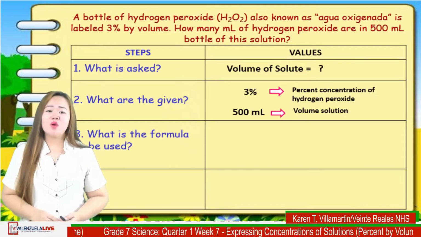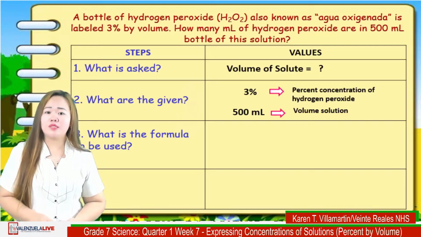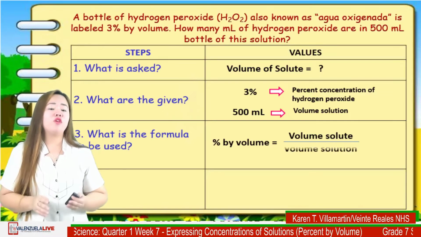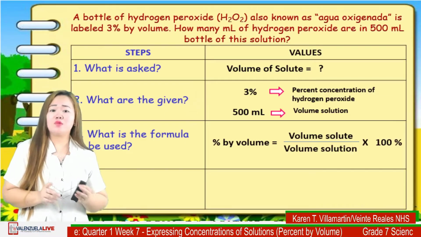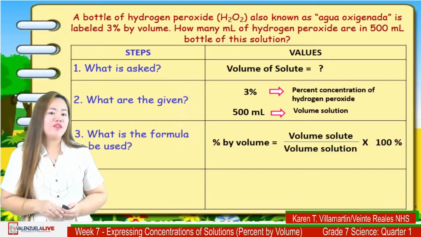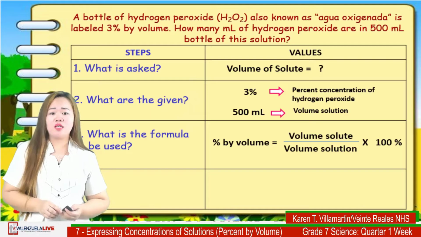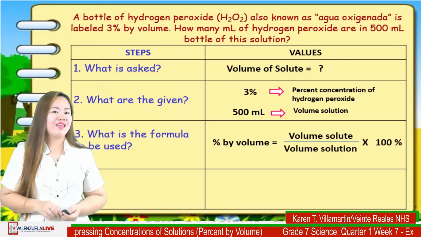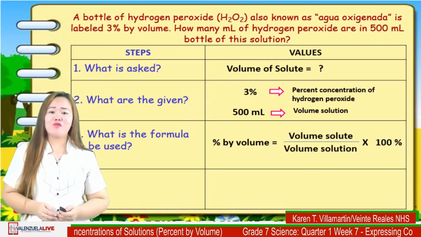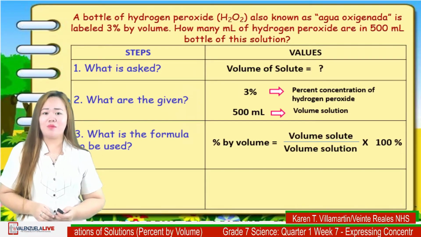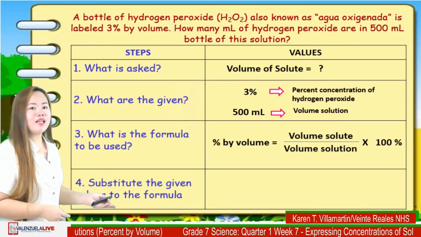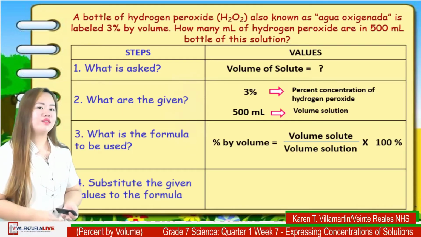In this case, we cannot simply solve the problem using the formula percent by volume equals volume solute over volume solution times 100%, because this can only be used if the percentage of the concentration is being asked. But then again, don't freak out, because we can use a conversion factor in order to solve this problem using the same formula. So first, let us substitute all the values.